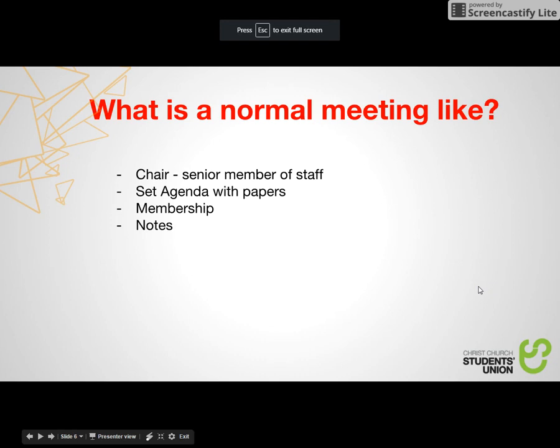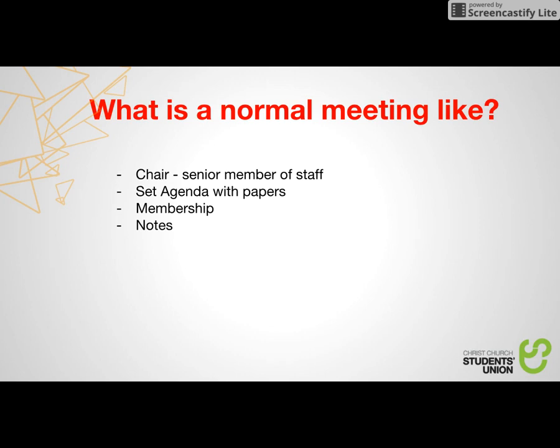Now, what is an actual normal meeting like? Well, it's fairly standard in the way it runs. It has a chair who is a senior member of staff, as we have just identified previously. It will always have a set agenda that has papers written beforehand by the membership. These will help you to make a decision regarding that particular item, and it will probably have recommendations that you as a group will have to adopt or scrutinize.